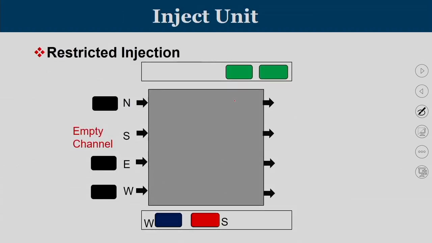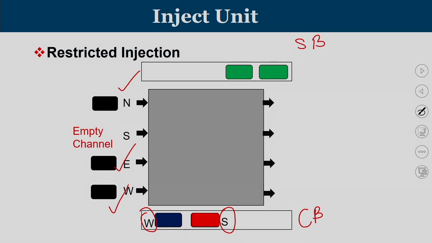So, this is the inject unit. What you see down there is the core buffer, and what you see up there is called the side buffer. So, there are two green flits waiting in the side buffer, and there are two flits in the core buffer. The blue flit is waiting for the west output port. So, its productive port is west, and the red flit is looking for the south output port. So, consider a scenario that by the time these flits reach the injection stage, the south channel is empty. So, at the south output port, there is no flit. You have a flit going in the north direction, a flit going in the east direction, and then a flit moving in the west direction. The south channel is empty.